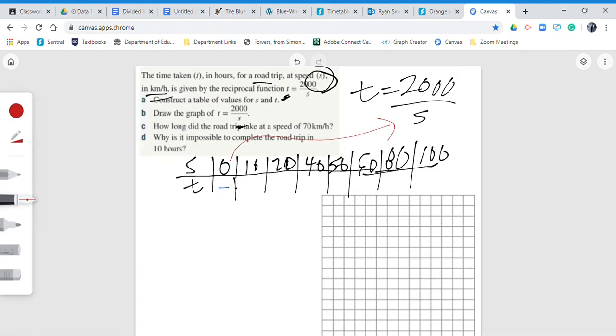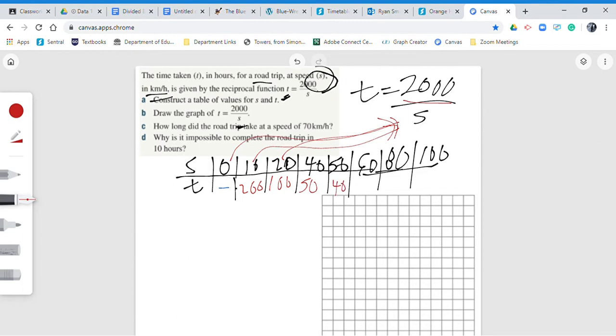The next thing is if I substitute 10 in for s, on my calculator I type 2000 divided by 10. I think I don't even need a calculator for that one. I think I do that one in my head and get 200. Alright, so next I substitute 20 in for s. So 2000 divided by 20 gets me 100. If I type 40, so 2000 over 40, I get 50. If I do 2000 over 50, I get 40 on my calculator.